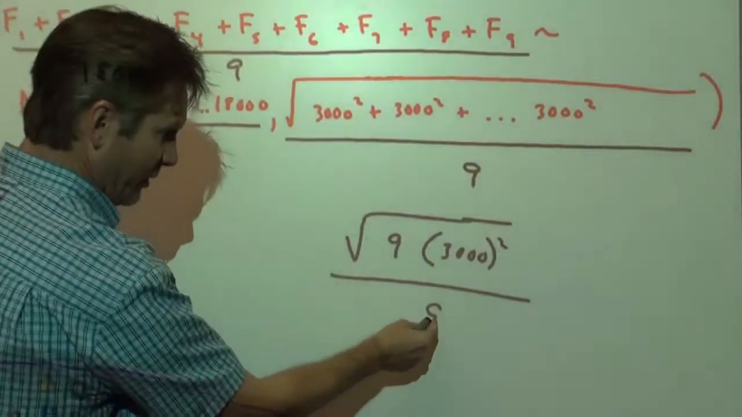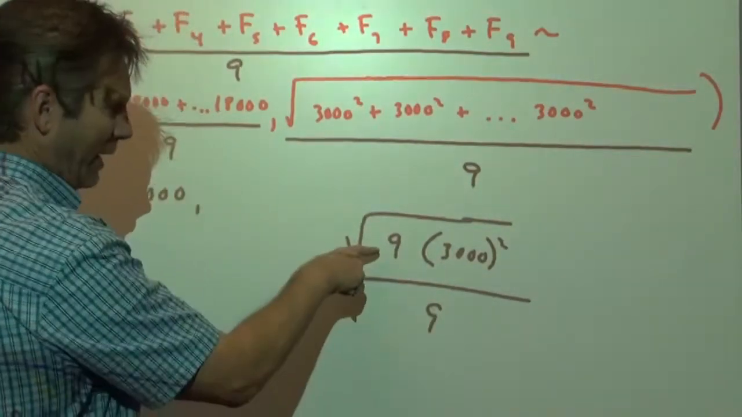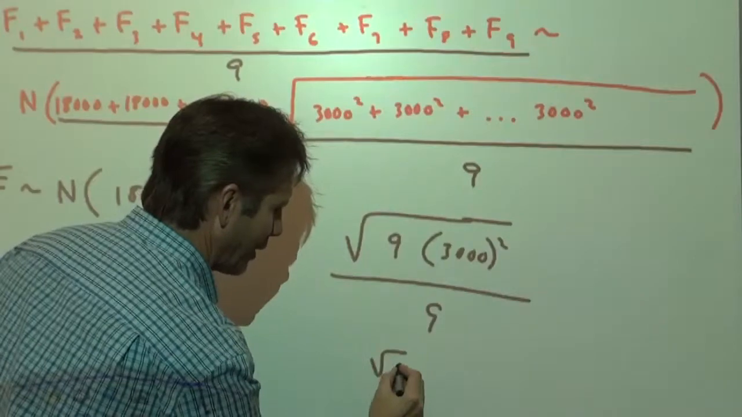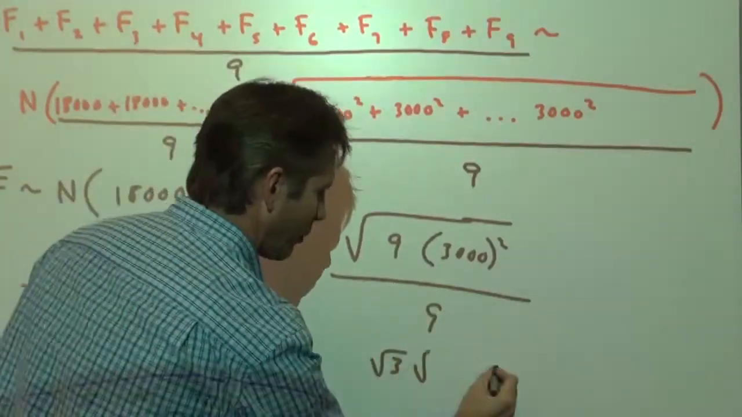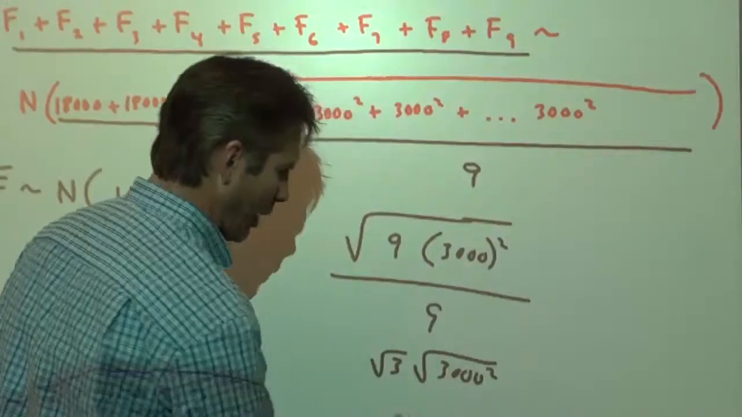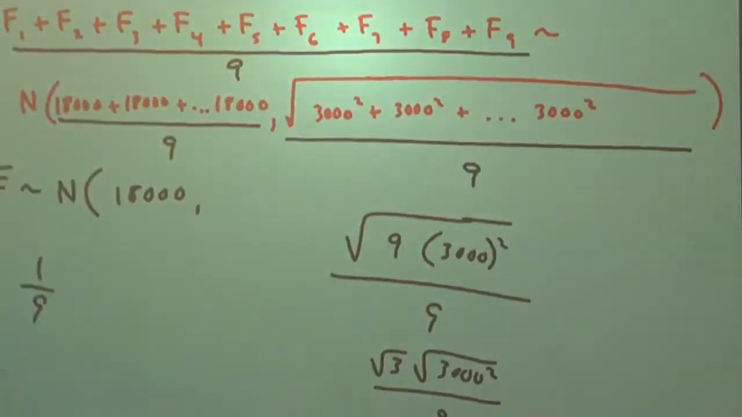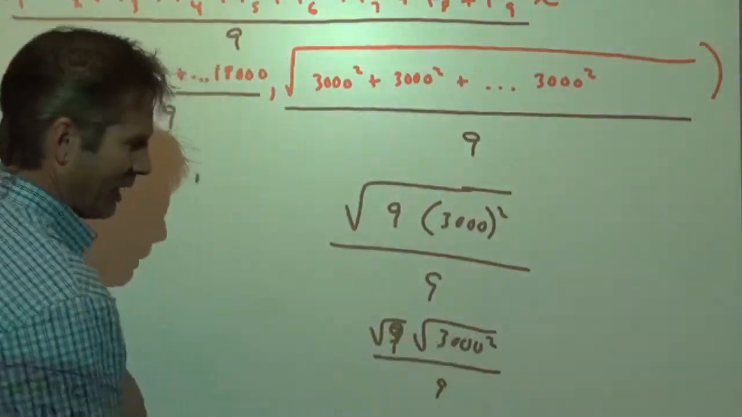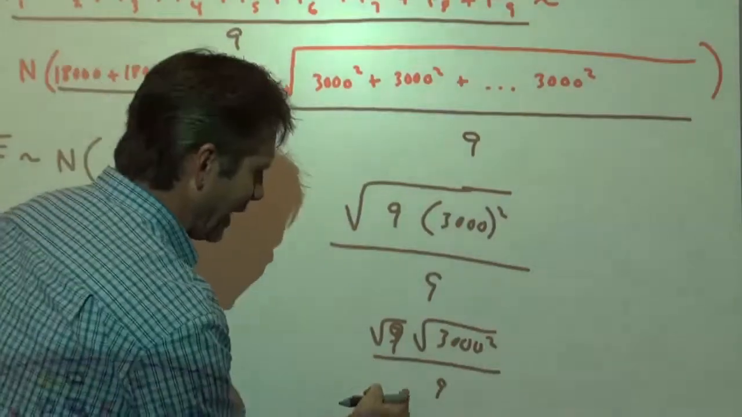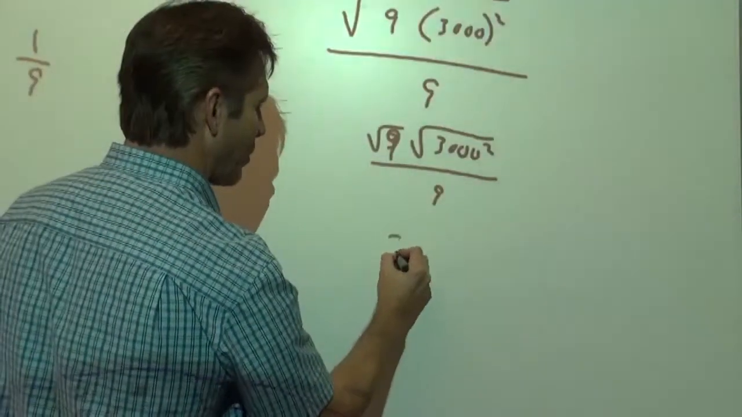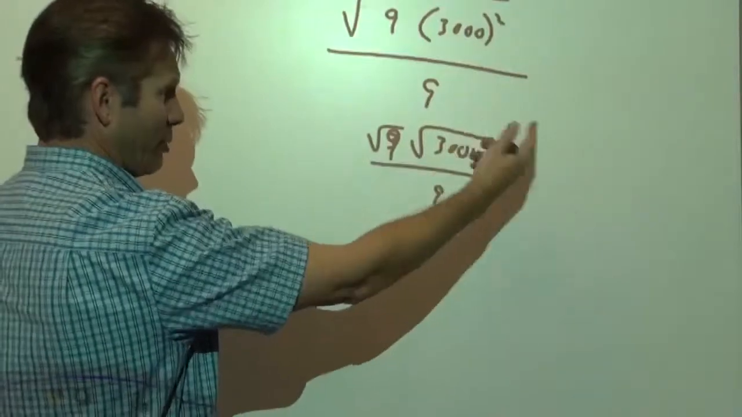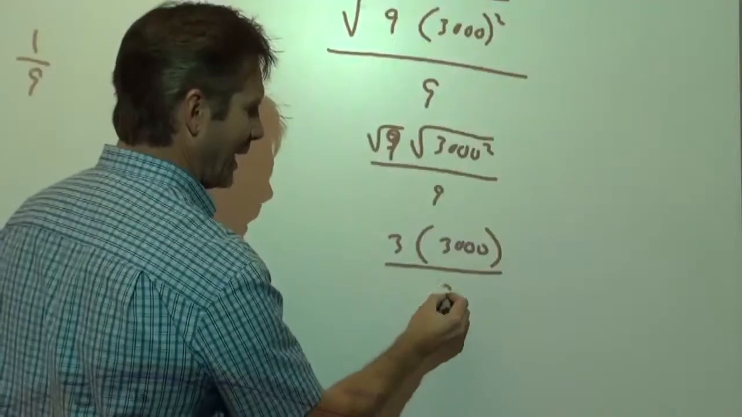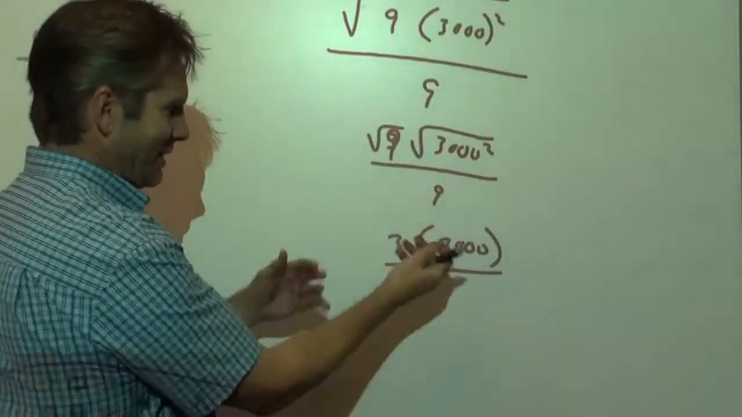Because we're dealing with the sample means, we've got to divide it by 9. Then radical 9 times this, radical 9 is worth 3. So you're really going to get radical 3 times the square root of 3,000 squared, all divided by 9. And the square root of 9 is 3, so this is going to become 3 times 3,000, divided by 9. And 3 divided by 9, that's really 1/3.